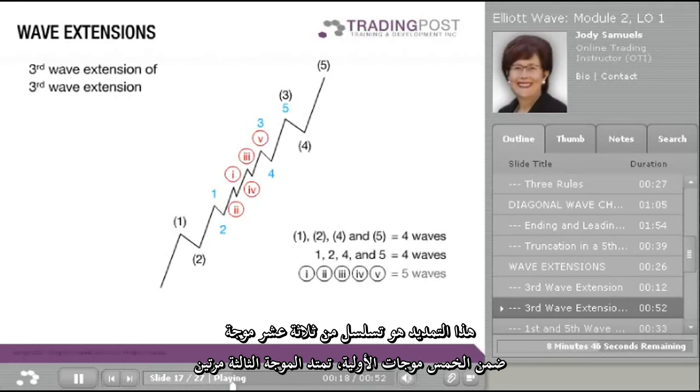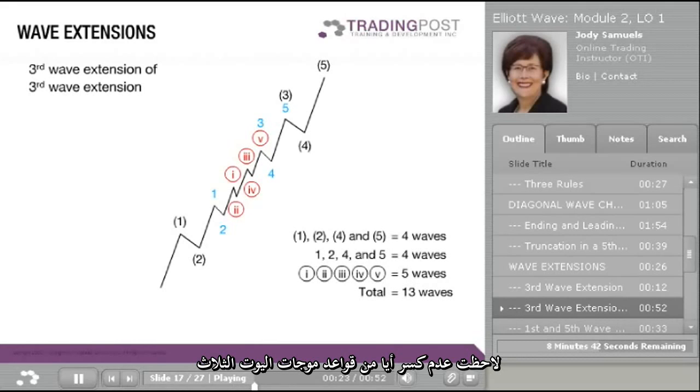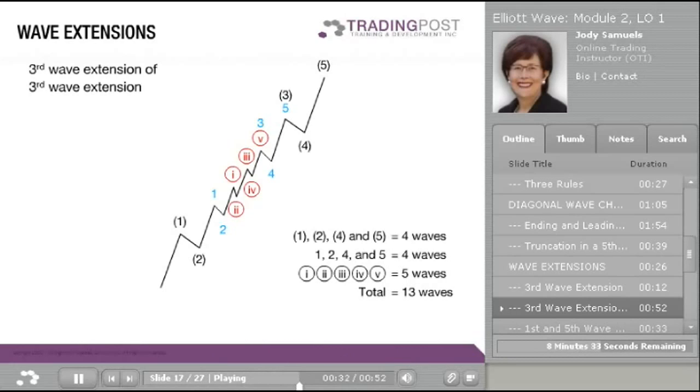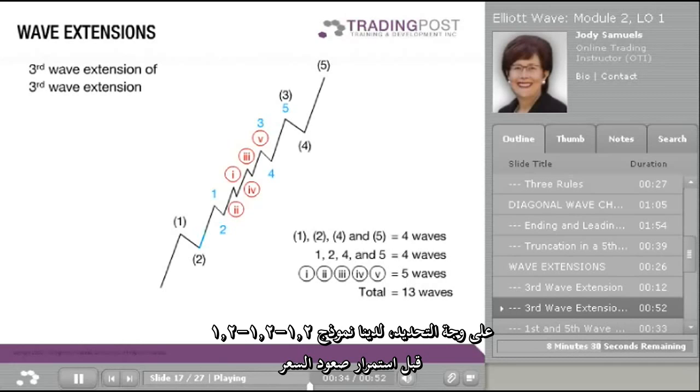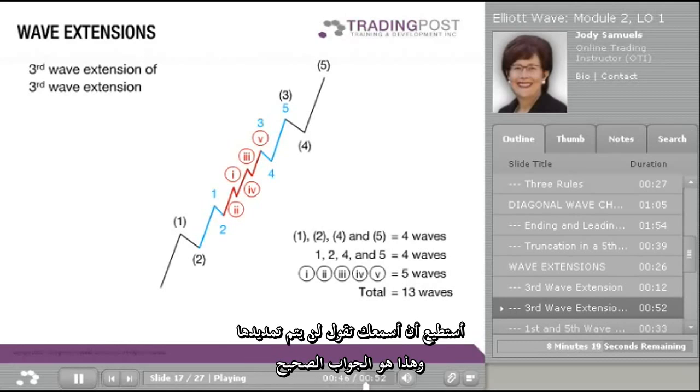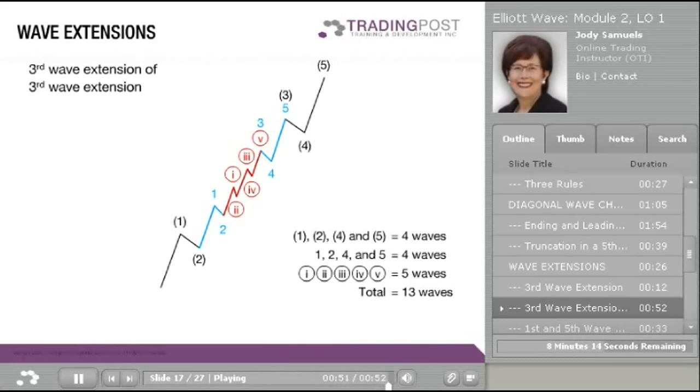Within the initial 5-wave sequence, wave 3 extends twice. Notice that none of the 3 Elliott wave rules have been broken. Notice, too, that in the 13-wave sequence, we have a series of 1-2 patterns. Specifically, we have a 1-2, 1-2, 1-2 pattern before continuing on. Now the next question is, if wave 3 is extended, what does that tell you about the length of wave 5? I can hear you saying that it won't be extended, and that is the correct answer.